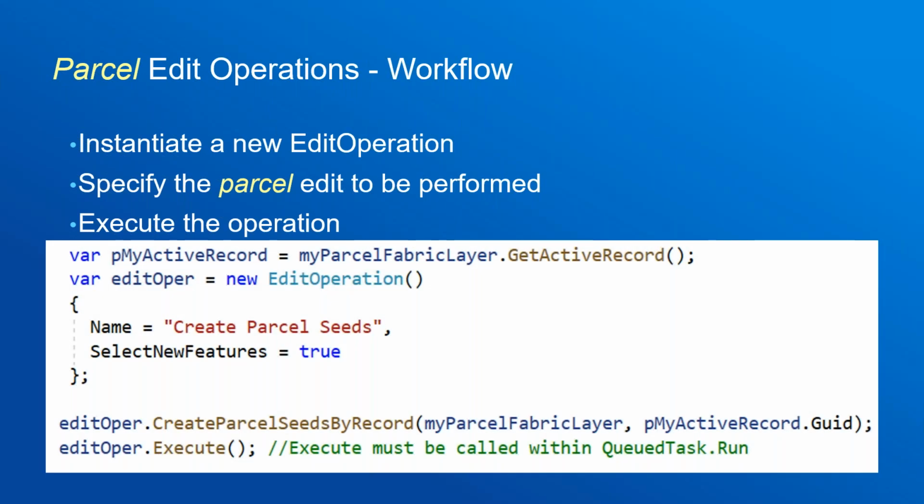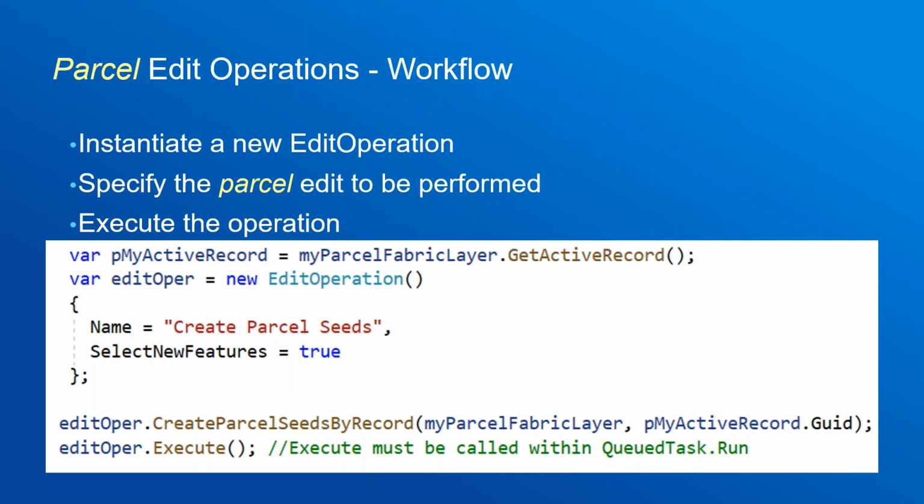And so here's a code snippet example of that. In this case, we're instantiating the edit operation with the name property as the string create parcel seeds. And that string will appear in the UI in the undo redo stack. And then the other property here is select new features. This is set to true. So for this code, the new features are parcel seeds. And so when the operation completes, they'll show up selected in Pro.